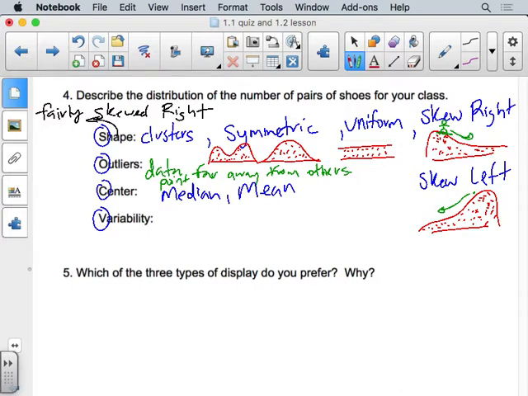So the median is: gather up all your data points in a row, and find the exact middle when you cross them off. Mean is the average. Add up all your data points, divide by the total. There's your mean.